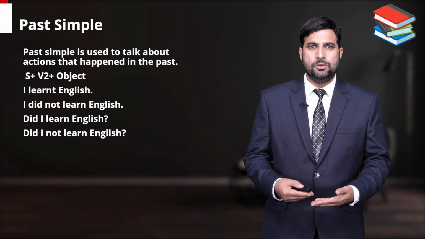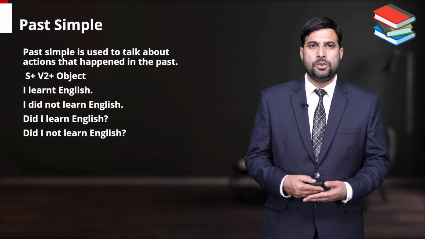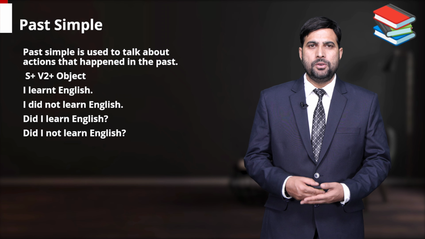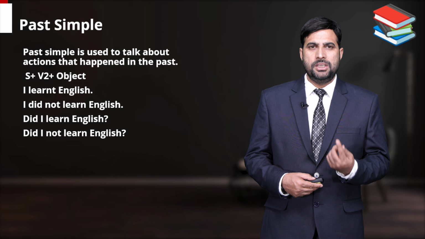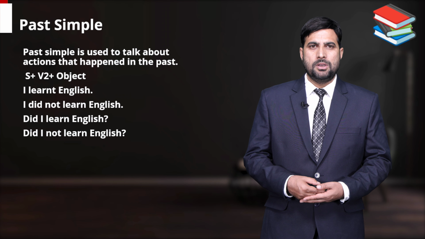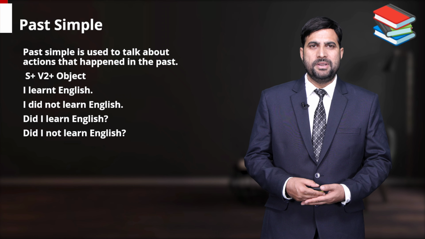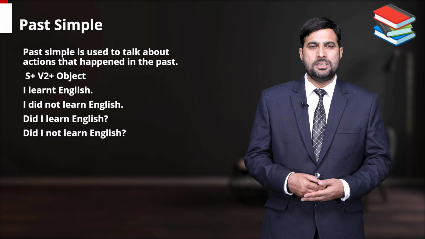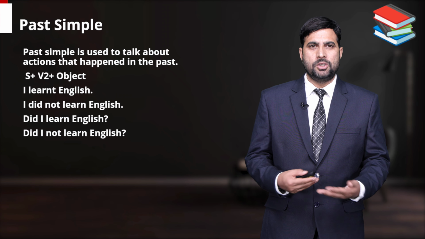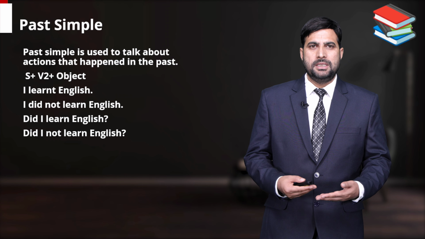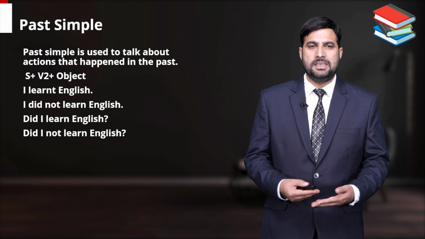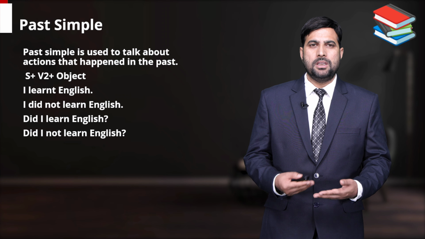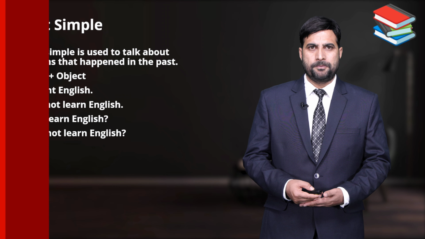In present simple, we use auxiliary verb or helping verb do or does. Does we use with third person singular he, she, it. But here we use auxiliary verb or helping verb did. And we use this did with all the subjects, whether first person singular or plural, or second person singular or plural, or third person singular or plural. And you see here the sentence, I did not learn English. Here learnt is not used because in simple past tense we cannot use two past verbs.